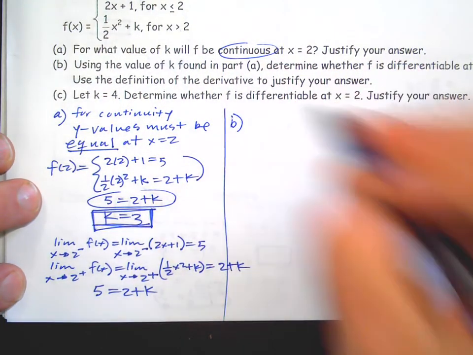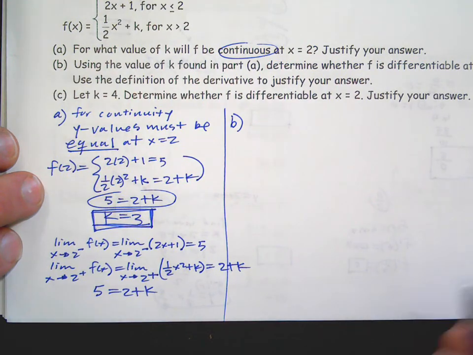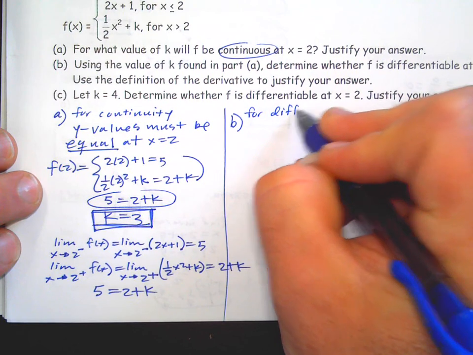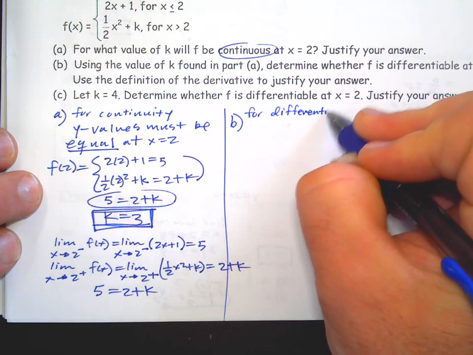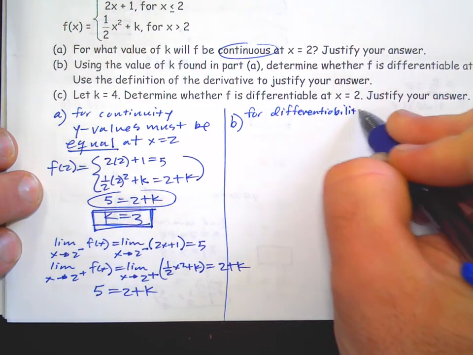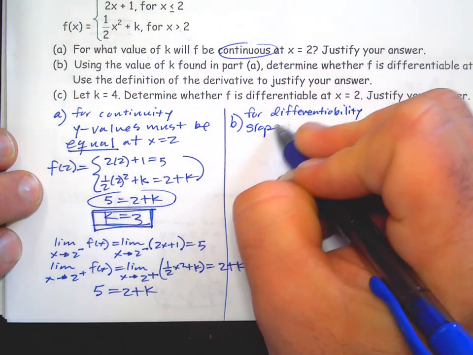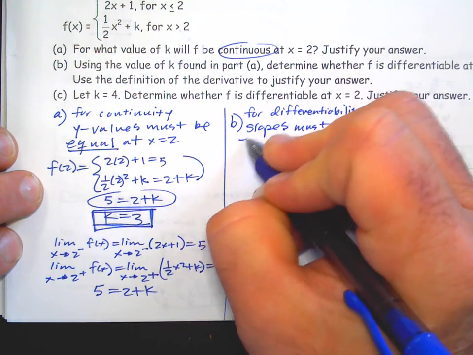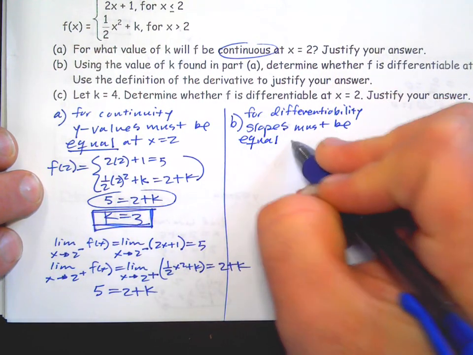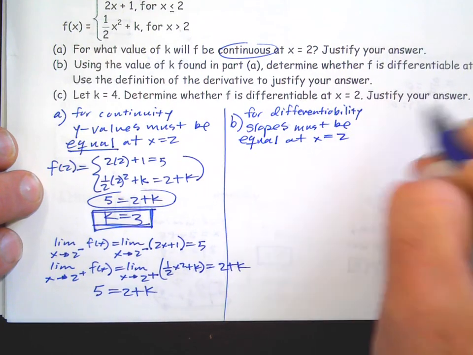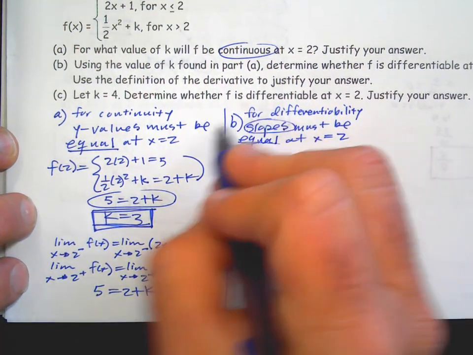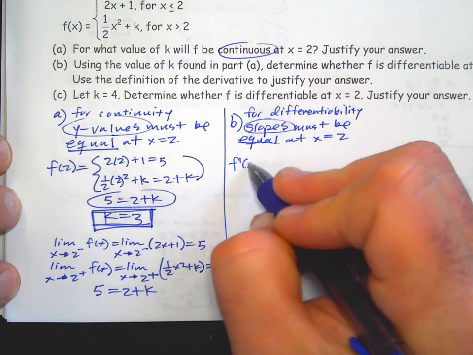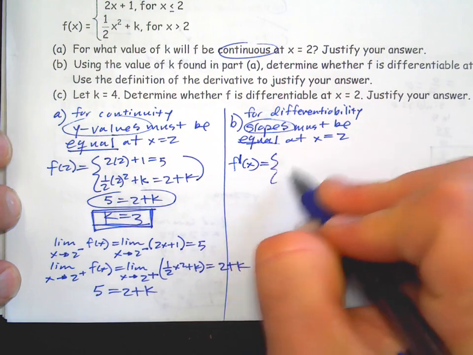Part B says using the value found in part A, determine whether it's differentiable there. So for differentiability, the slopes must be equal. And it needs to be continuous first. There's got to be a smooth transition. Continuity just means they're connected. So I would find the derivative of the piecewise function.